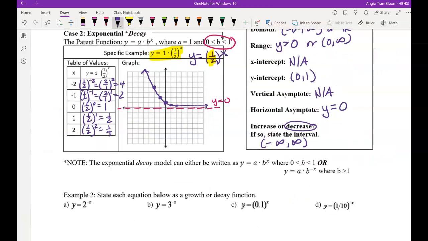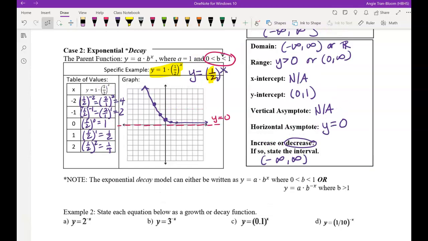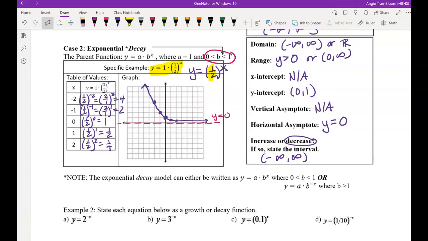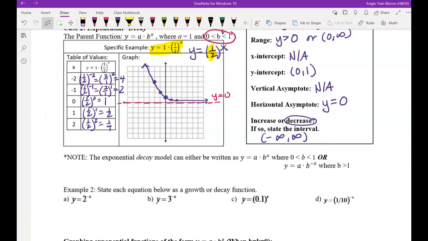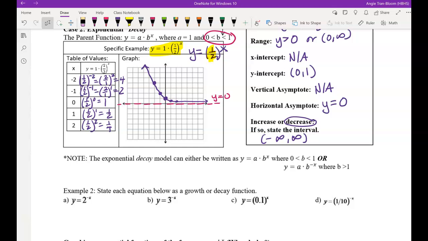Now, I know that your table is below the graph. I moved it to the side so you can see it together, but feel free to fill that out, okay? Under here it says, note, the exponential decay, again, just a reminder.